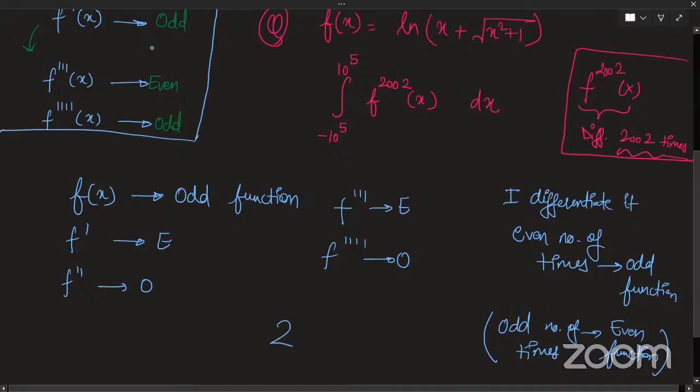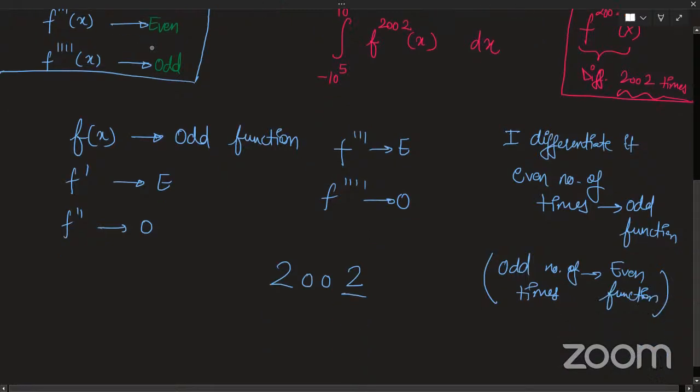Because it's given 2002, right? So how do we check if it is even? We take the last digit, and it should be 0, 2, 4, 6, or 8, right?